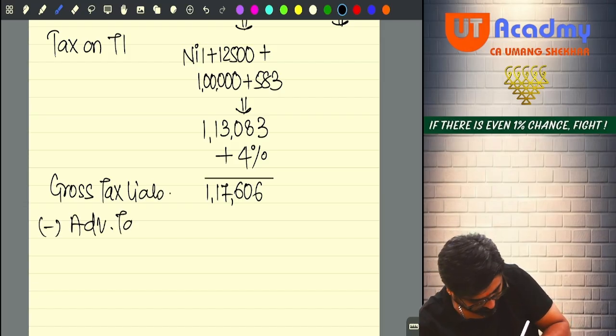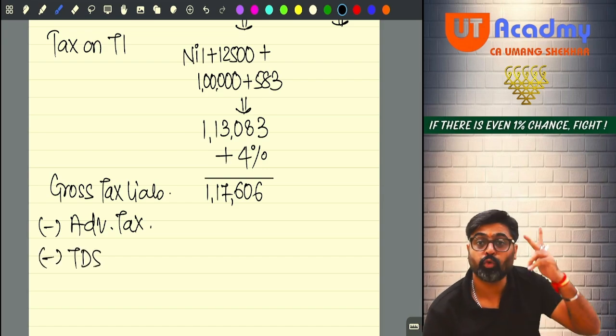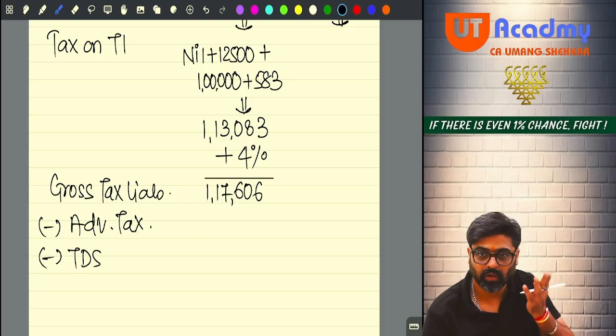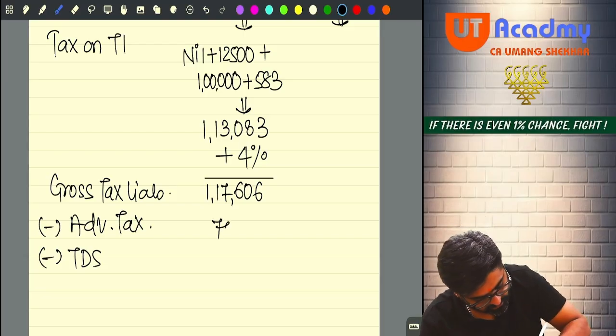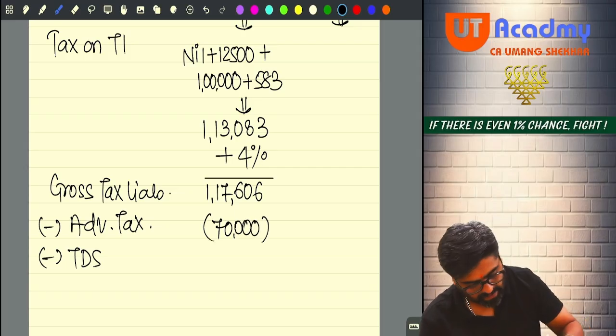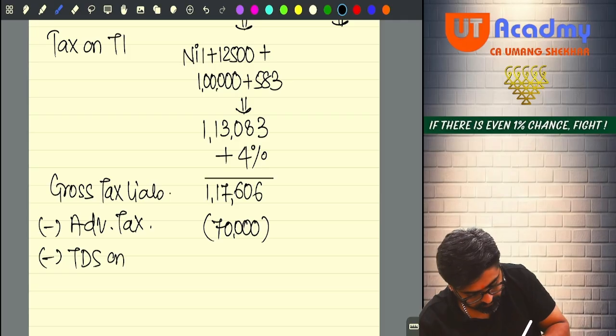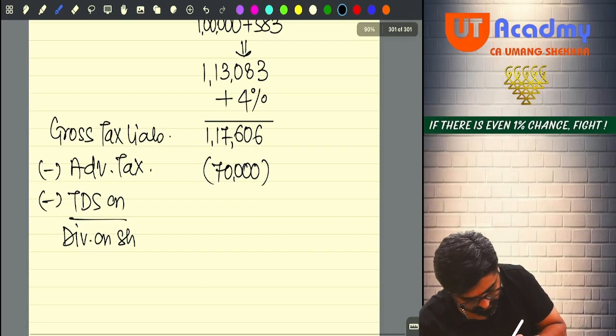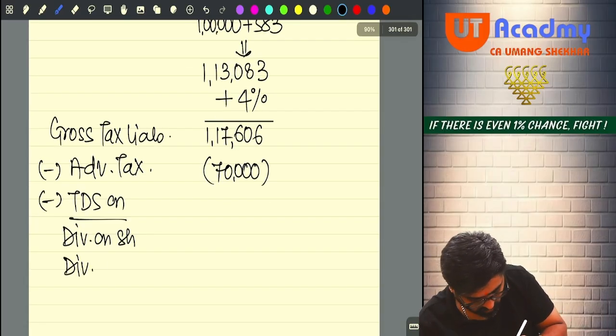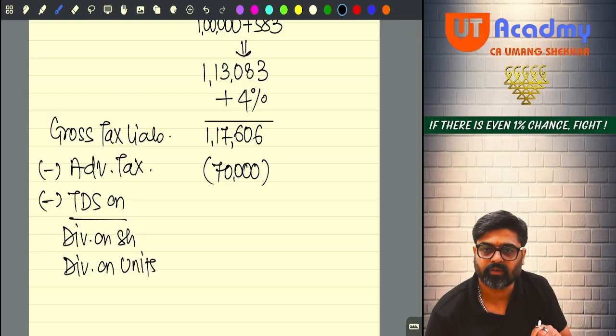Have I paid any advance tax? Yes. Was there any TDS deducted from my income? Yes. 2 TDS were deducted. Those also I will reduce. Advance tax also I have paid. So 70,000 advance tax I have paid. I will reduce that. And TDS on what? Dividend on shares and TDS on dividend on units. 10% I would have paid.